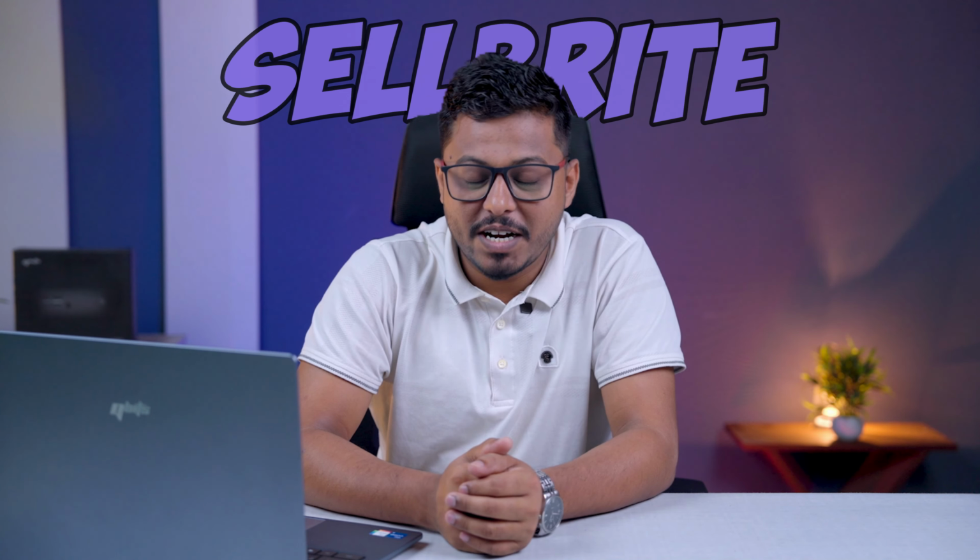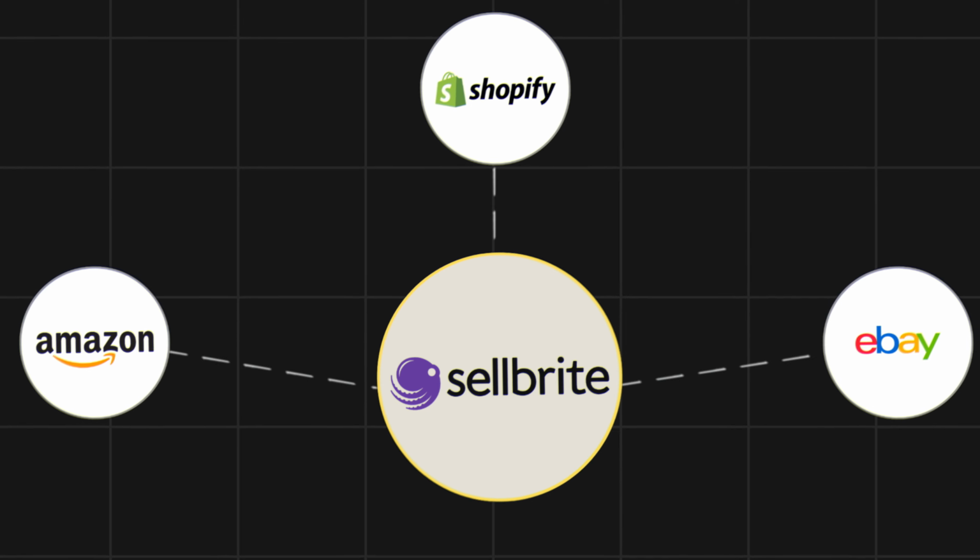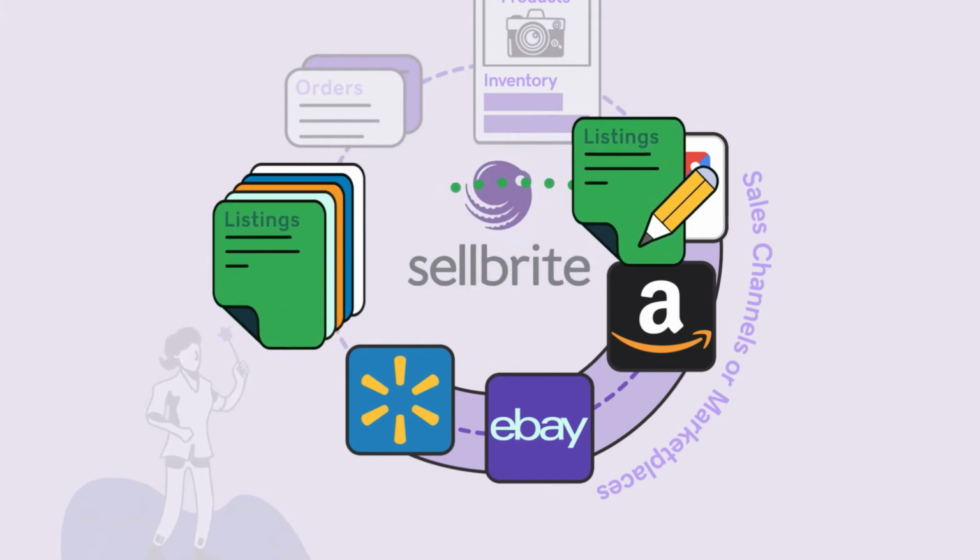Sellbrite helps you sell on platforms like Amazon, eBay, Shopify, and more all in one place. With it, you can actually track your inventory, simplify listings, and manage orders without any stress.